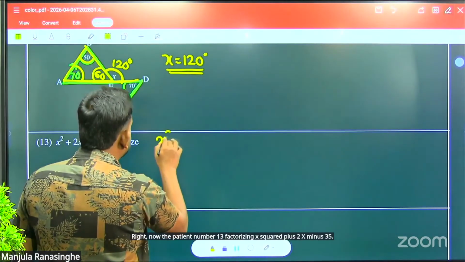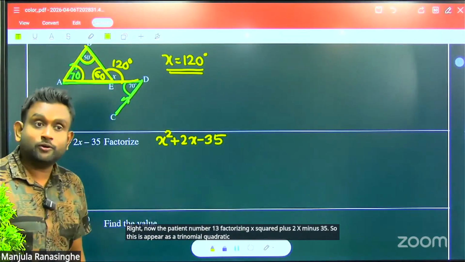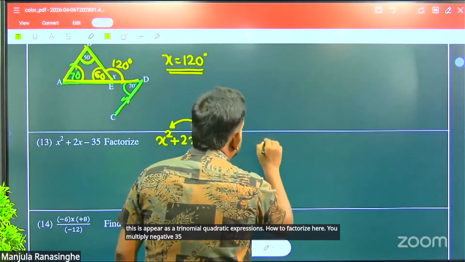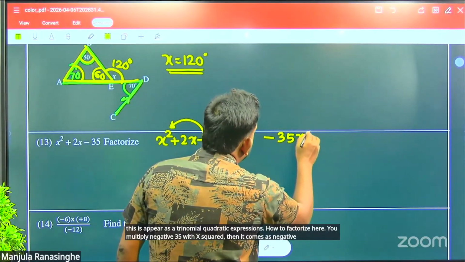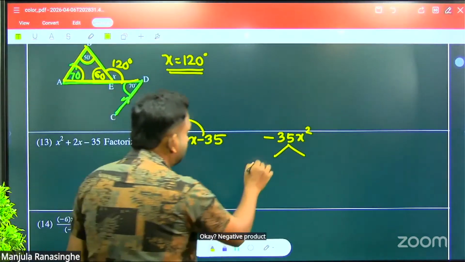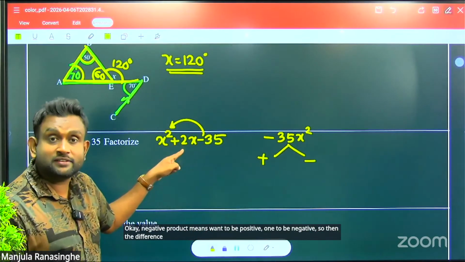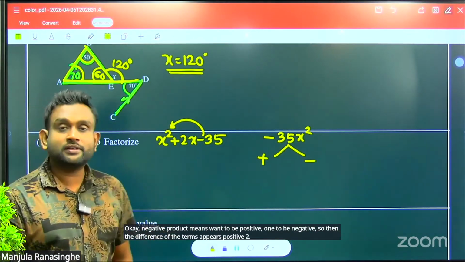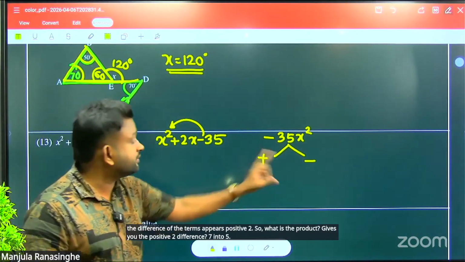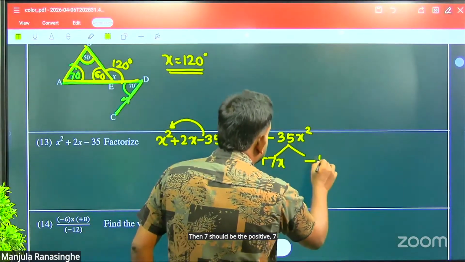So this appears as a trinomial quadratic expression. How to factorize? Here you multiply negative 35 with x squared, then it comes as negative 35x squared. Okay, negative product means one to be positive, one to be negative. So then the difference of the terms appears as positive 2. So what product gives you the positive 2 difference? 7 into 5, 35. 7, 5 difference 2. Then 7 should be the positive 7x, negative 5x.